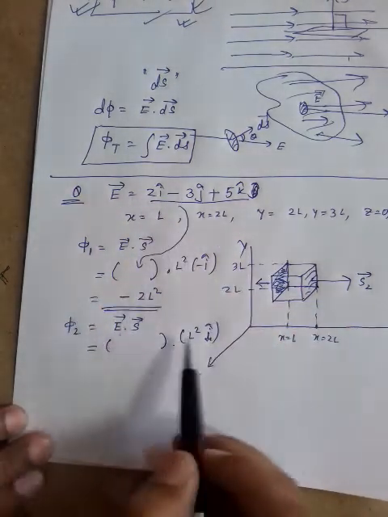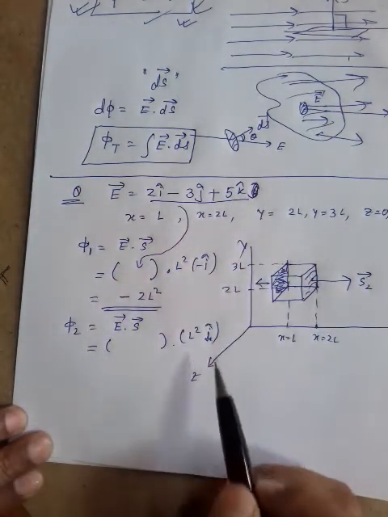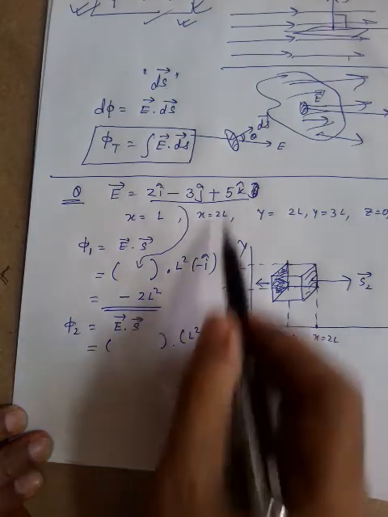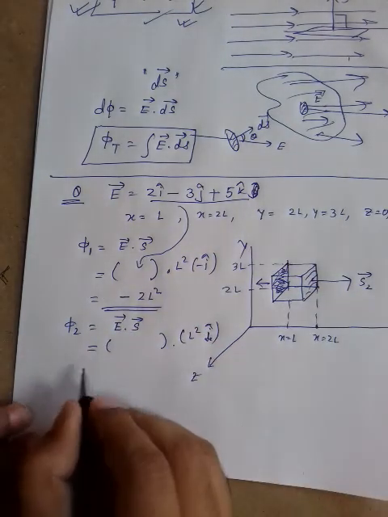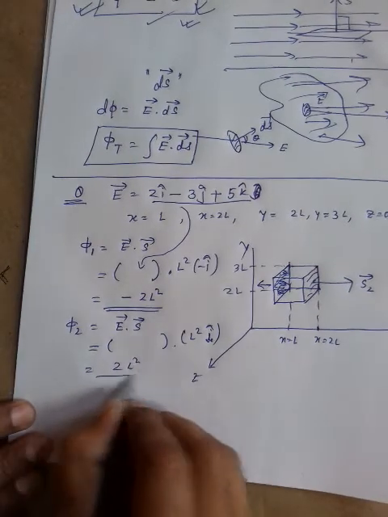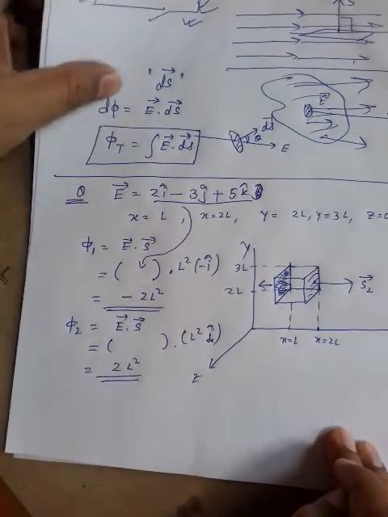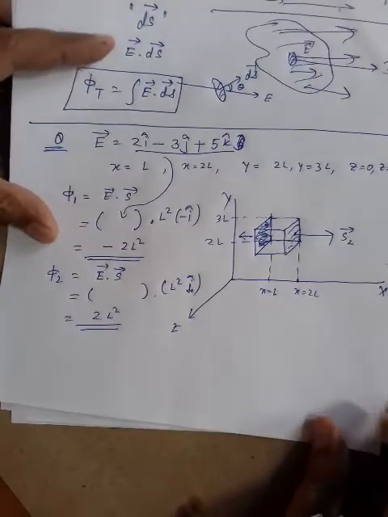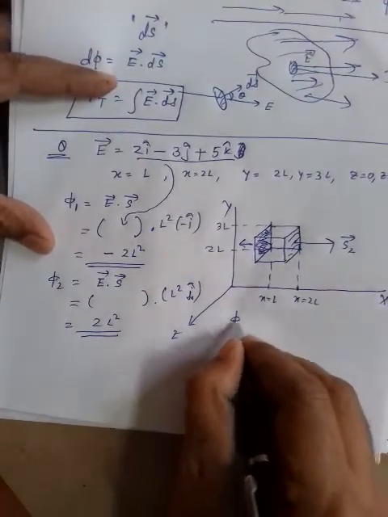So if you put the value, same E, j dot i and k dot i is not important, only i dot i is important. It is twice L square. I hope no difficulty in that. Okay. I am calculating now flux in the third surface.